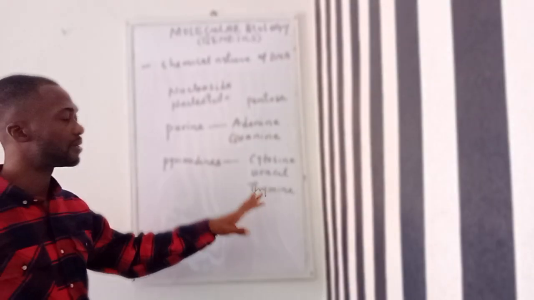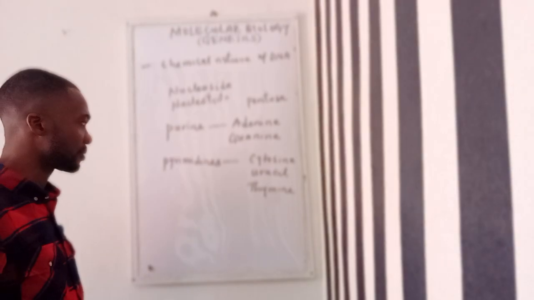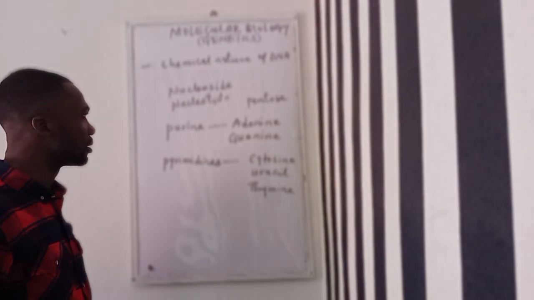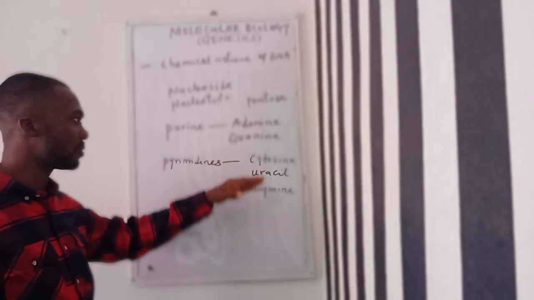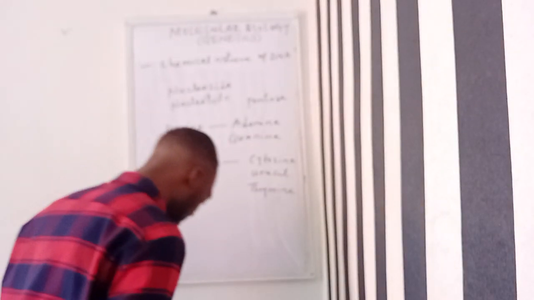So these are the nitrogenous bases. The purines are adenine and guanine. The pyrimidines are cytosine and uracil.